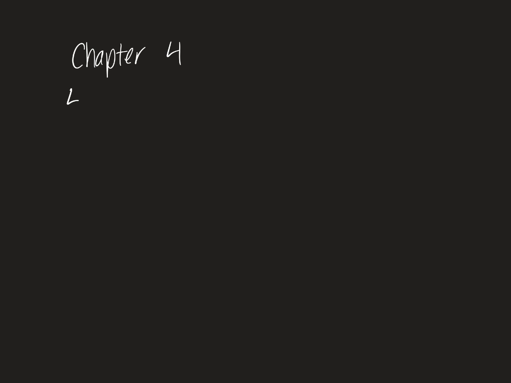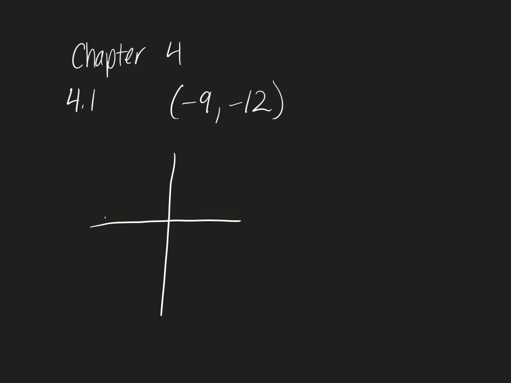All right, so in 4.1, this is where I gave you the points and you had to find the trig functions. Say I gave you the point -9, -12. Your point's here, so then you're drawing your triangle. Then you have to use the Pythagorean theorem, right?